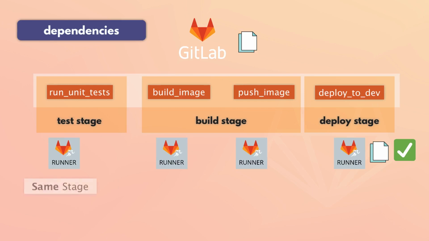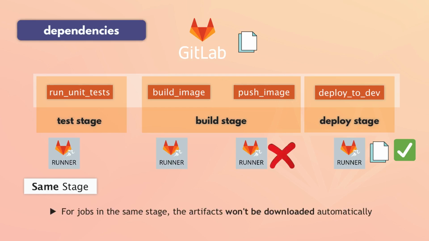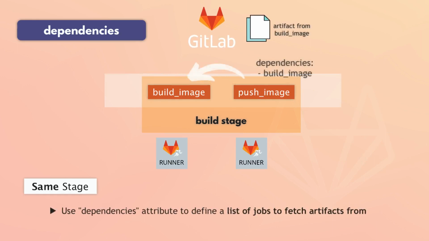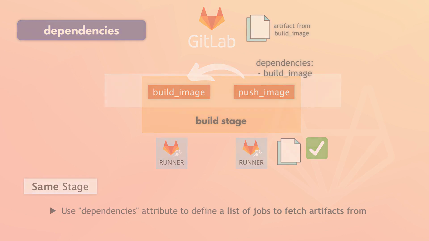However, the push image job is in the same stage as the build job. They're both in the build stage. So this rule that artifacts are automatically downloaded and made available does not apply here because it's in the same stage. So what do we do in this case? Whenever we want to use an artifact from a job in the same stage, we need to use an attribute called dependencies on the job to tell GitLab, please download the artifact that this other job created and make it available for this job as well. Not just the following stages, but for the job in the same stage as well.